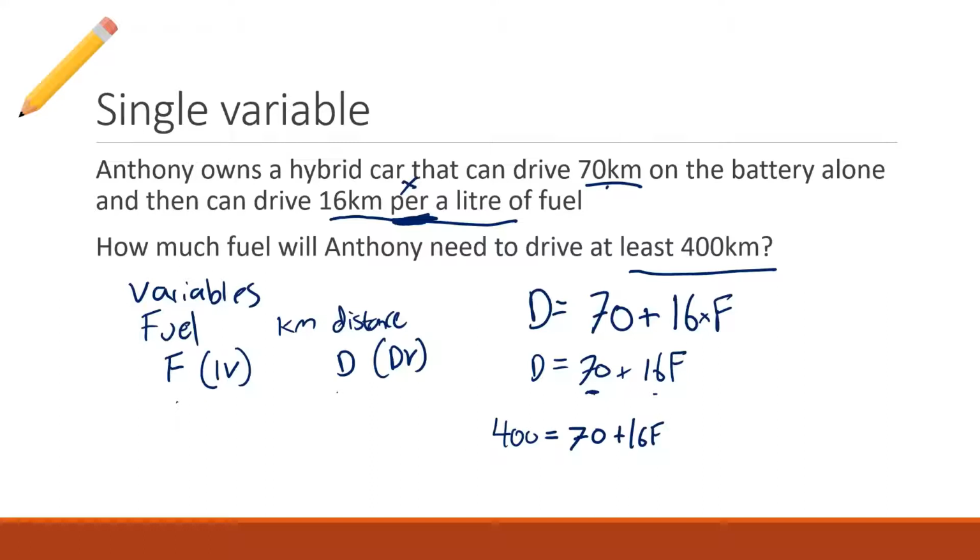Okay, let's get F on its own. We'll subtract 70 from both sides. So that would be 330 equals 16F. Let's get rid of this 16 by dividing both sides by 16. 330 divided by 16 is 20.6.